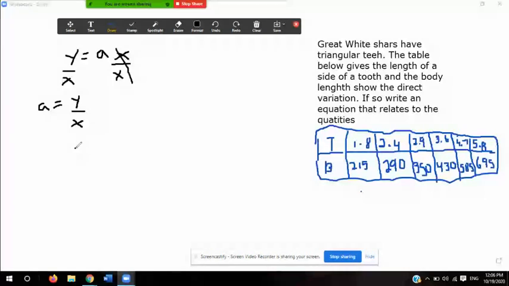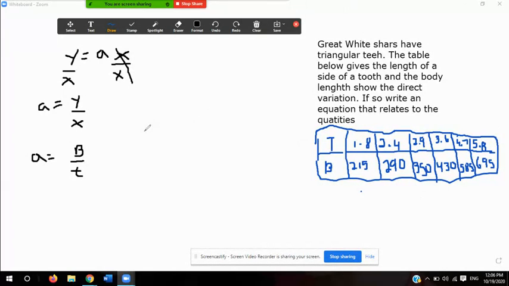So we would say b, and we know that x would be t, because it's the independent variable. What I mean by the independent variable is that it's the variable that's causing the change. And we're going to look for a. The way we do that is simply by dividing, in this case, b over t.